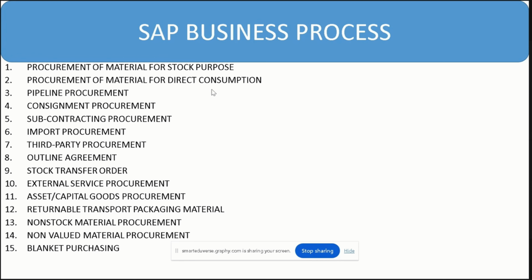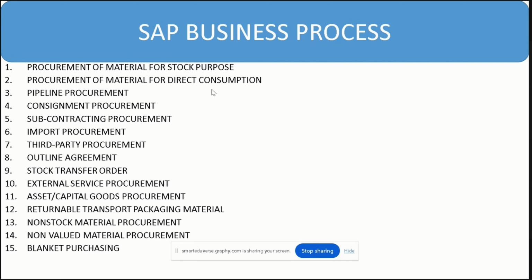So mostly these are the 15 procurement types which are being used, and mostly the first 10 are most essential. In most companies, if you are going to an interview, these processes will be asked. Related to these processes, you will be getting some questions.